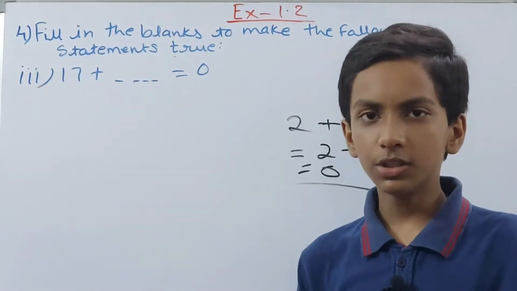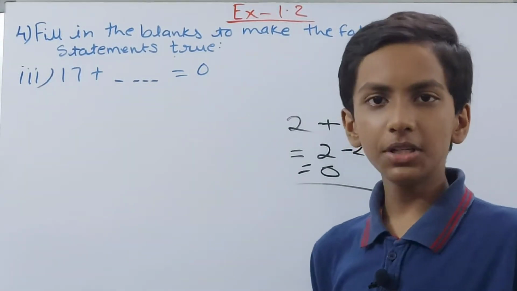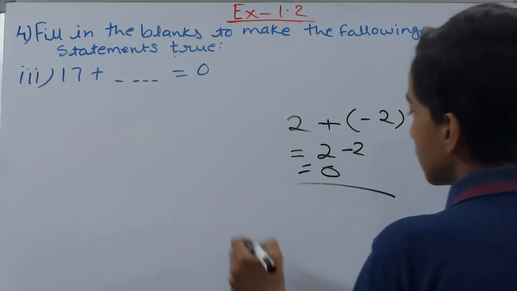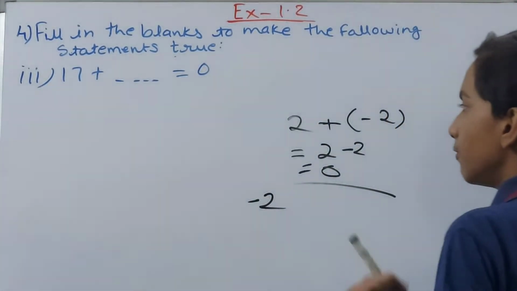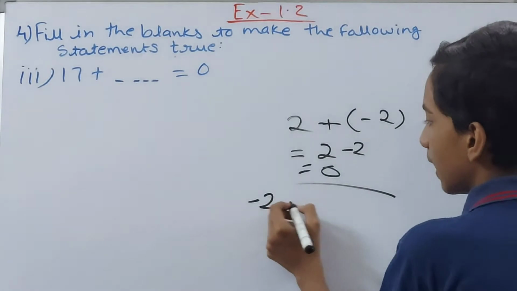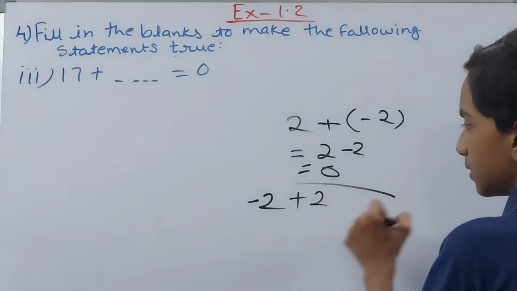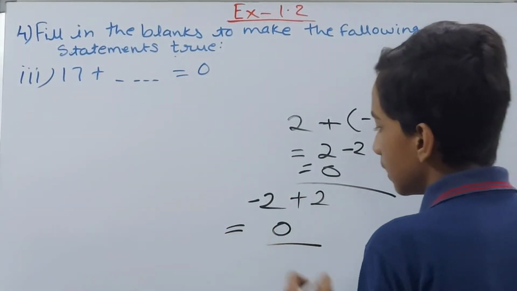Same happens with other integers as well. And if it is a negative integer, suppose minus 2, again we turn this, so we simply do plus 2 in this, that will give you 0, right?